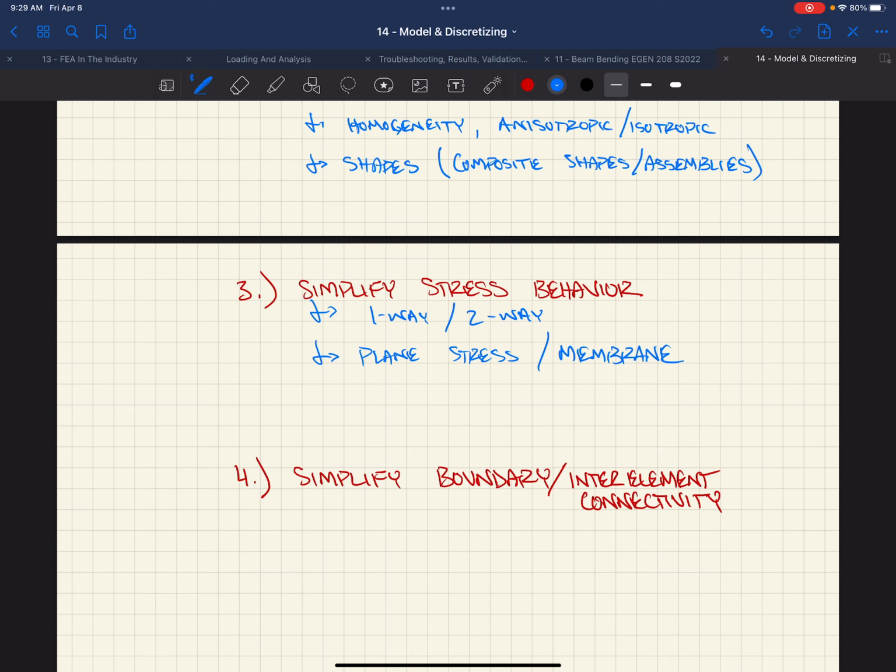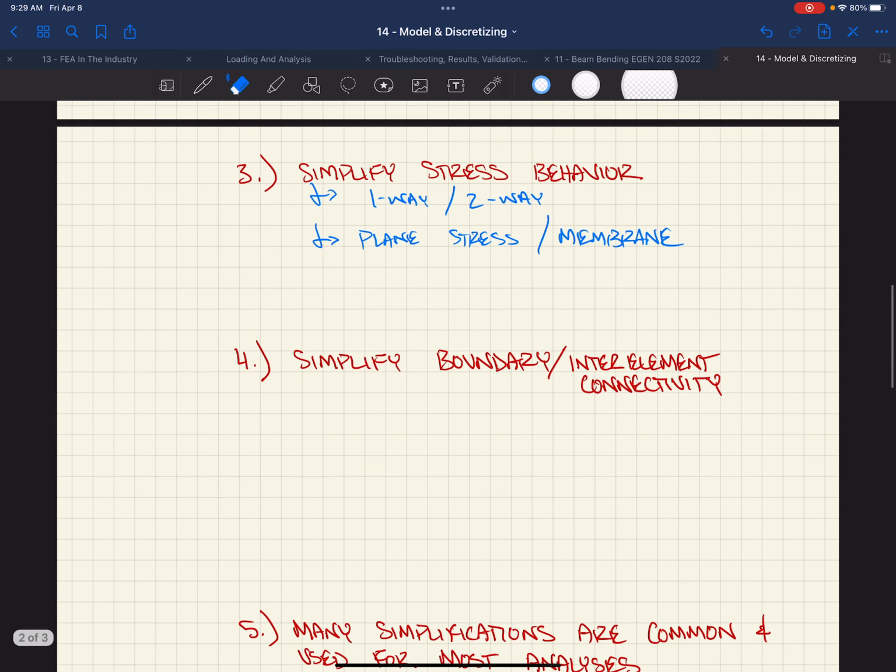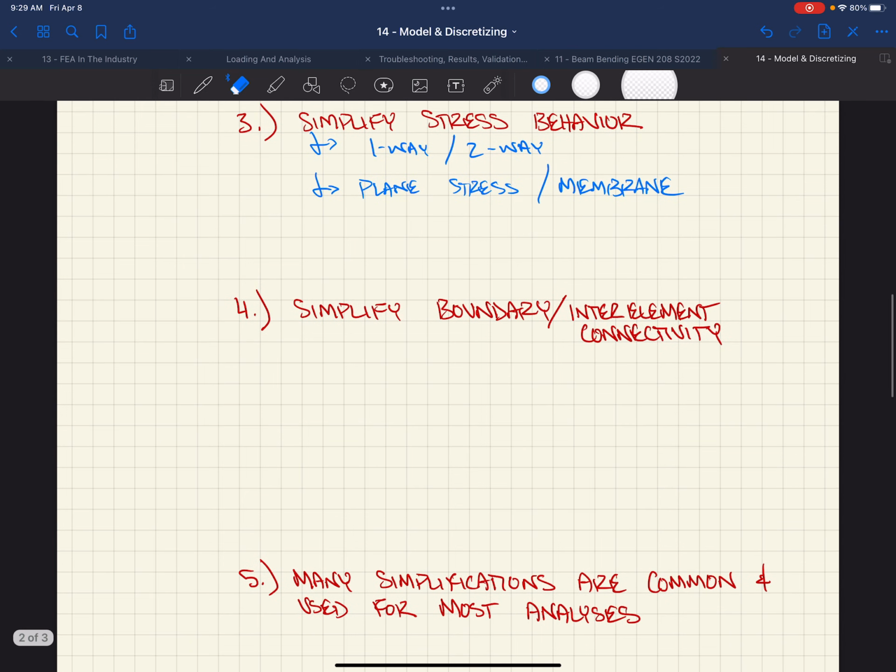So- Membrane means it doesn't have out of plane. Out of plane, no out of plane stiffness. It works like a shell. So we make simplifications for stress. We make simplification for boundary or inter-element connectivity.